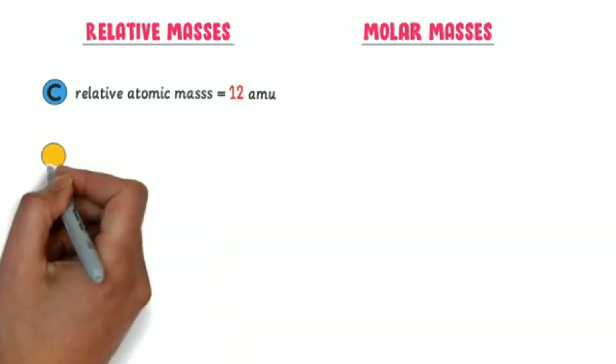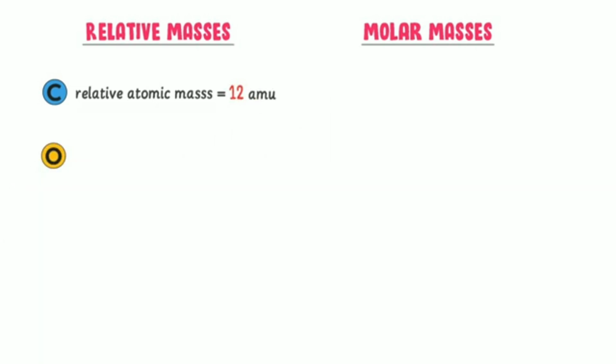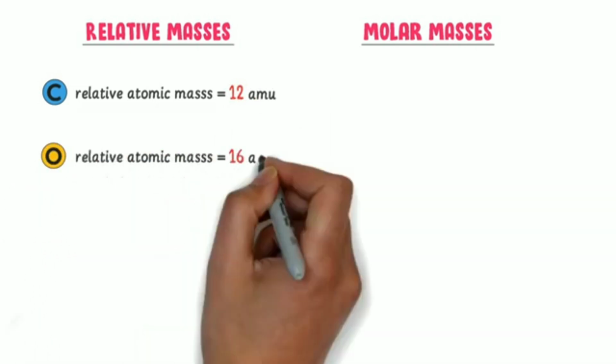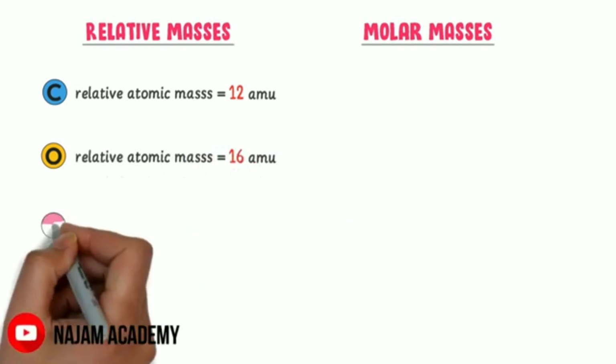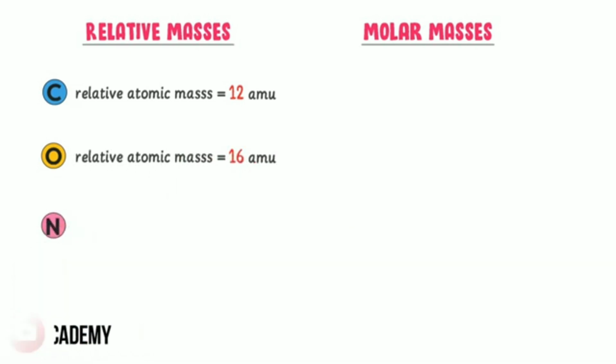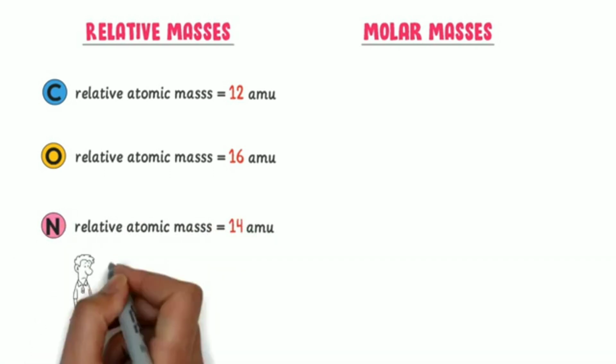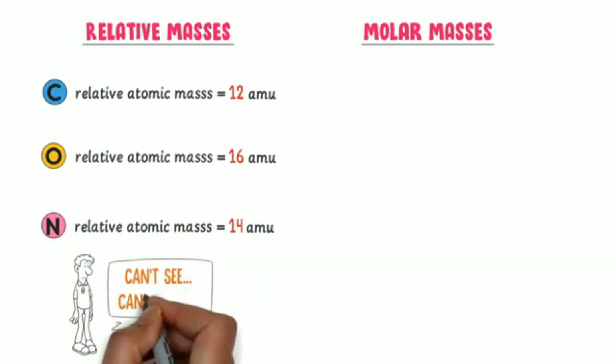Secondly, consider a single oxygen atom. We know that its relative atomic mass is 16 AMU. Thirdly, consider a single nitrogen atom. We know that its relative atomic mass is 14 AMU. Remember that we cannot see, touch or do chemistry with relative masses because they are very small.